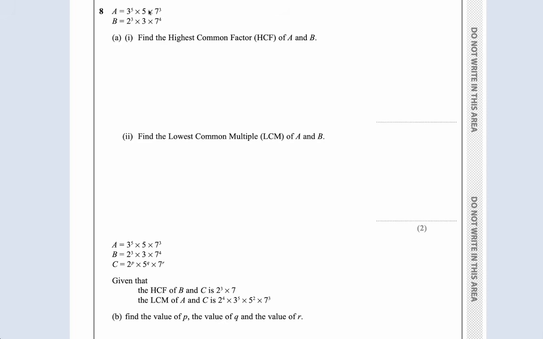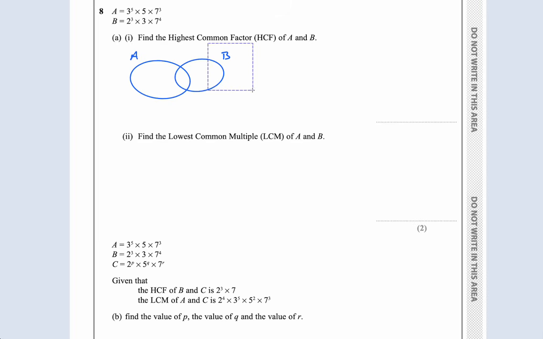So a is given as a number in its prime factors, so they've kindly given us the prime factors, and b is this. Find the highest common factor. All right, guys, not everyone does this, but I like to draw a Venn diagram. Let's call this A, let's call this B. So what's common? What can go in the middle?